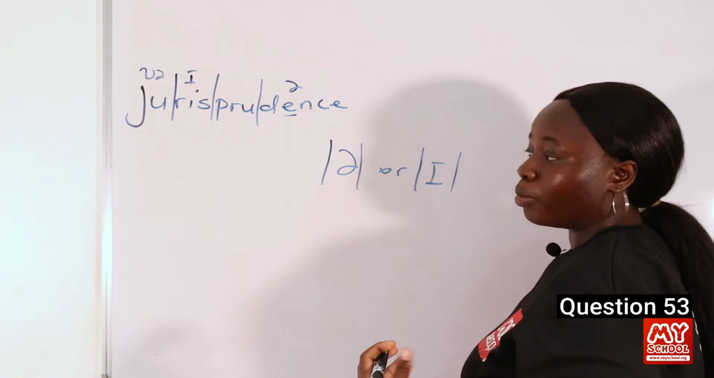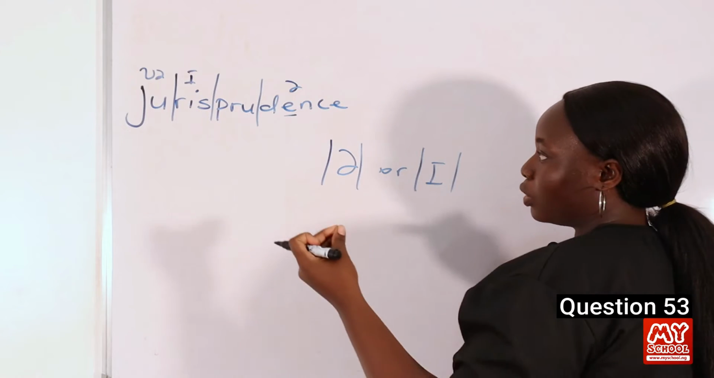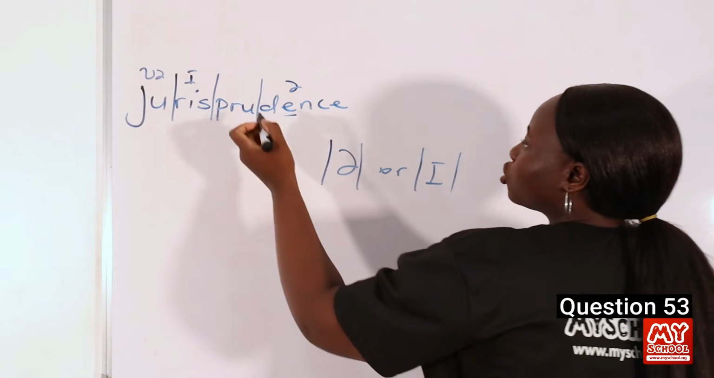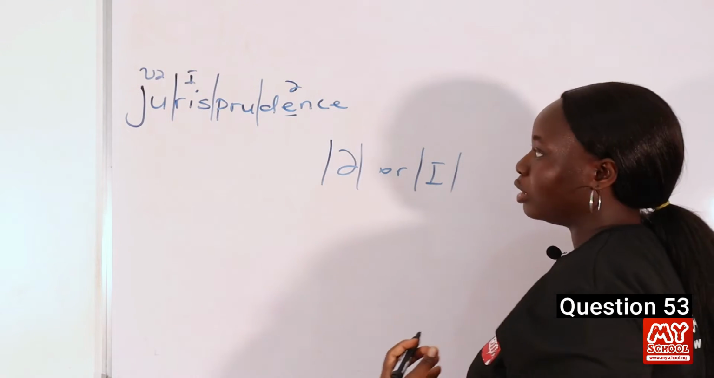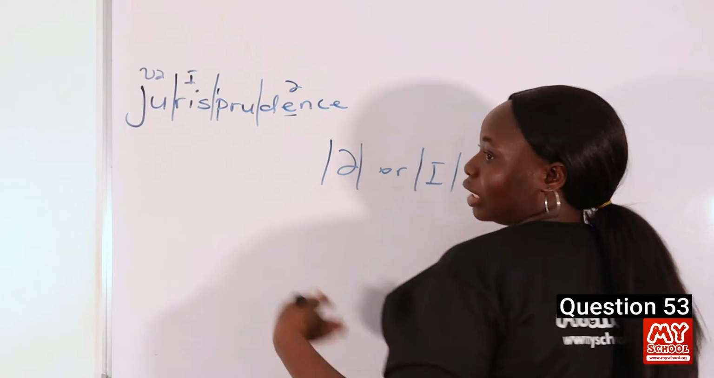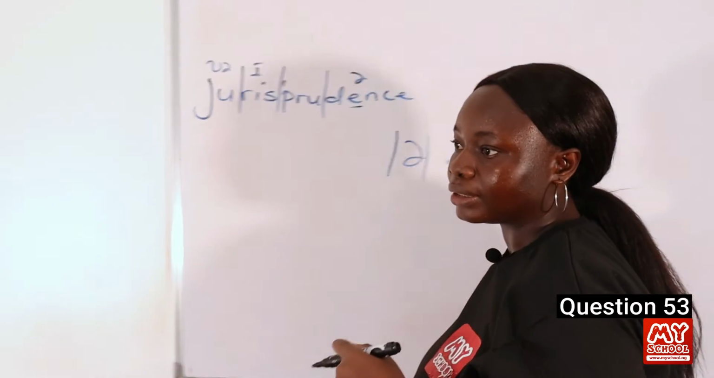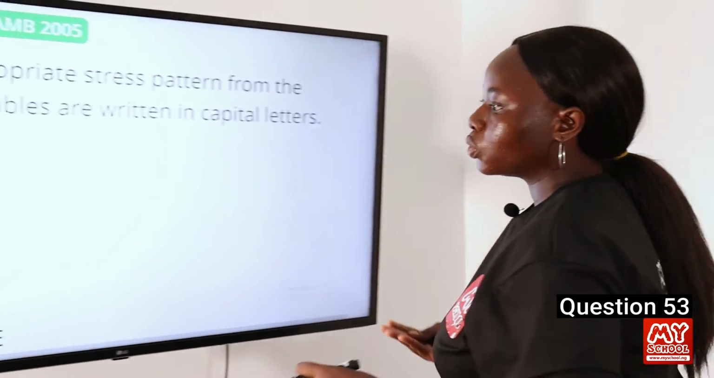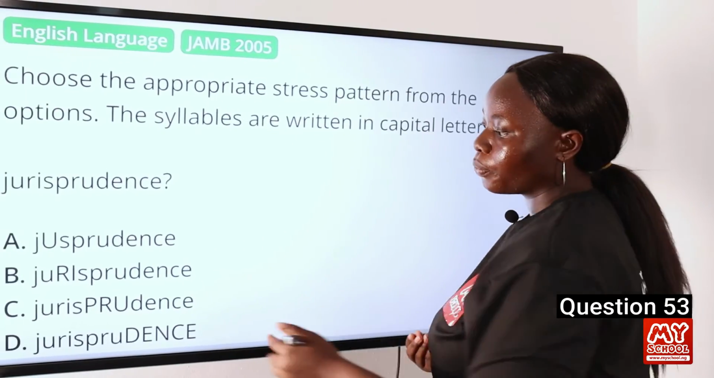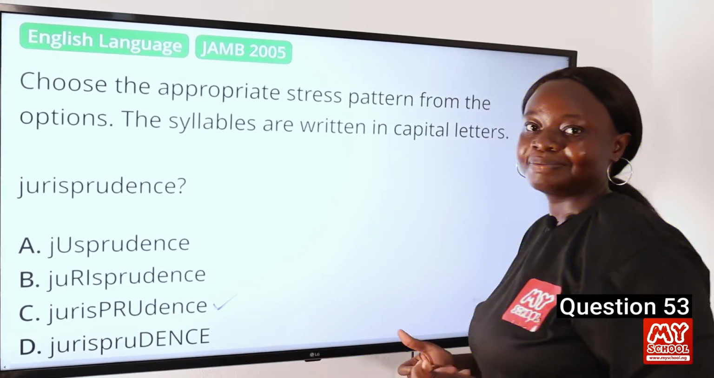Although it's a different syllable, it's very short when you pronounce Ju. So the stress is going to be placed on the third syllable, pro. Let's go back to the screen so I can answer. Since the stress is on the syllable pro, our answer to this question is option C.